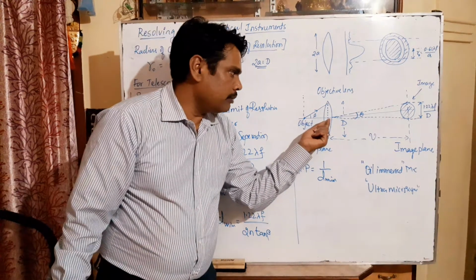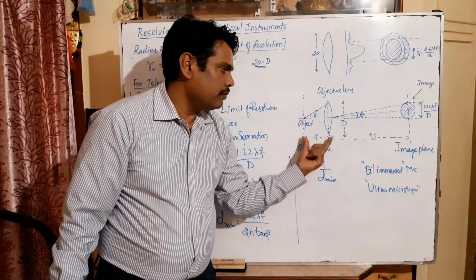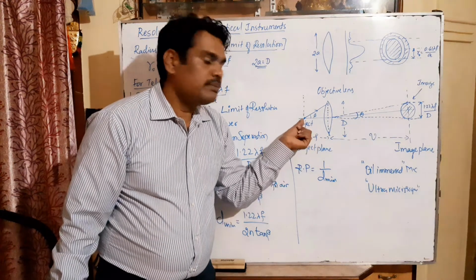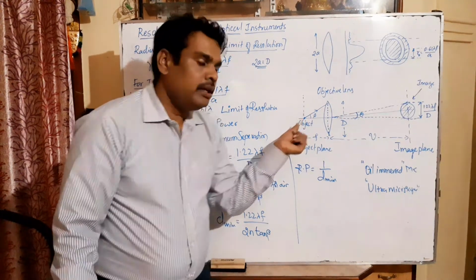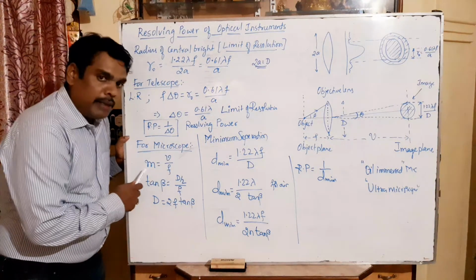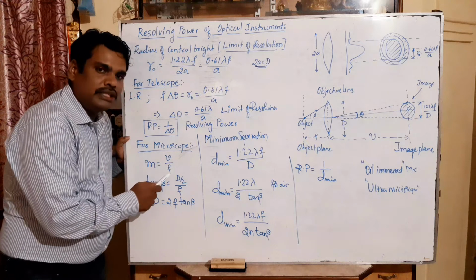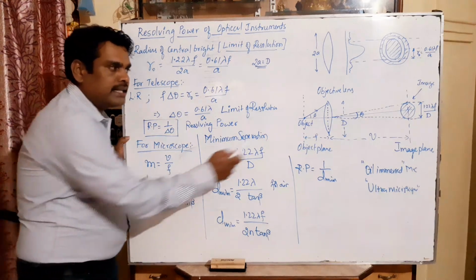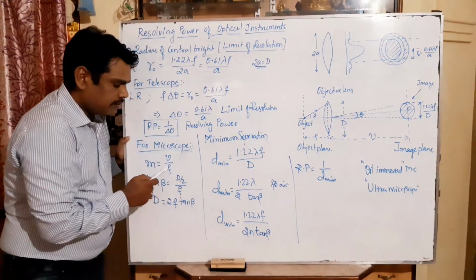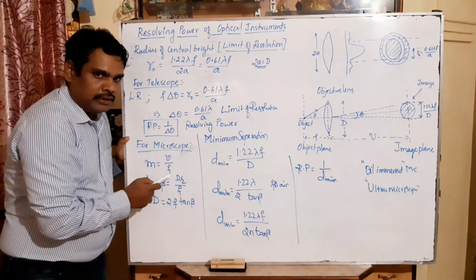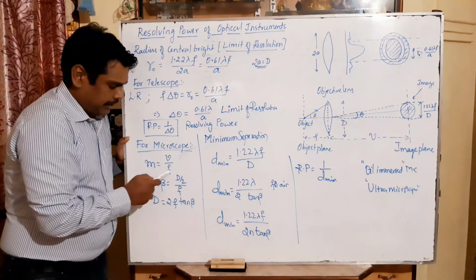Here the distance from optic center to the object is the focal length, because the object is placed exactly on the focal length. That's why for magnification, m is equal to image distance divided by object distance. Since the object is placed exactly on the principal focus, we have taken v by f. So this is the formula for magnification.